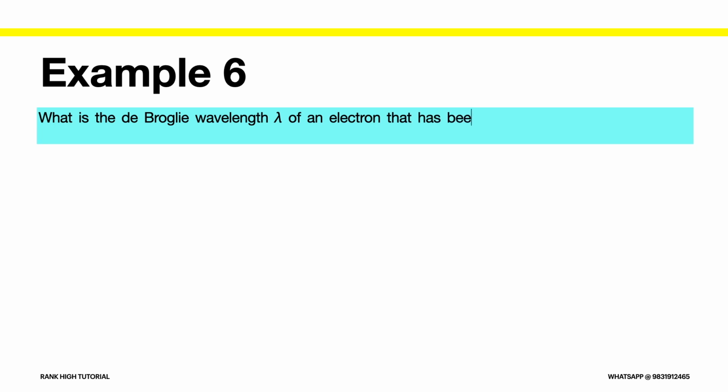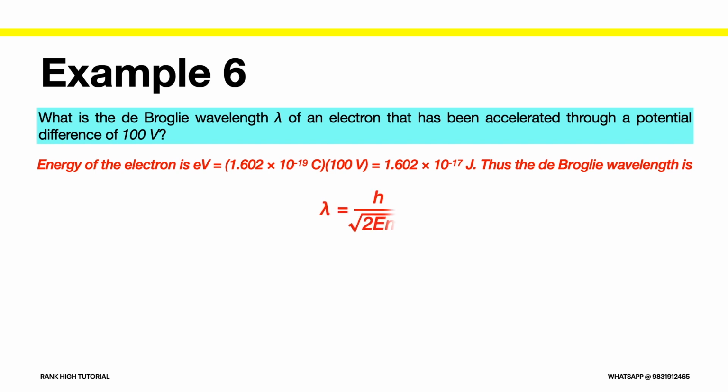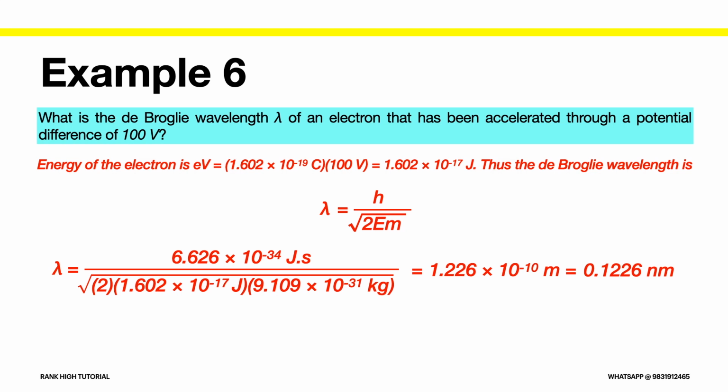Problem number 6. What is the de Broglie wavelength of an electron that has been accelerated through a potential difference of 100 volts? Here, first we have to calculate the energy of the electron in electron volt. How will we calculate? We will multiply 1.602 × 10^-19 coulomb with 100 volts, which comes around 1.602 × 10^-17 joule. Now we will calculate the de Broglie wavelength from the equation lambda = h/sqrt(2mE). The value comes around 1.226 × 10^-10 meter, that is 0.1226 nanometer.